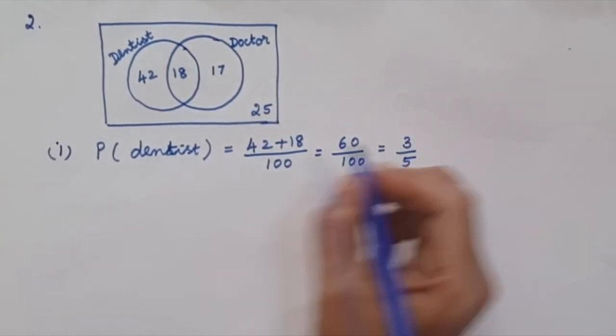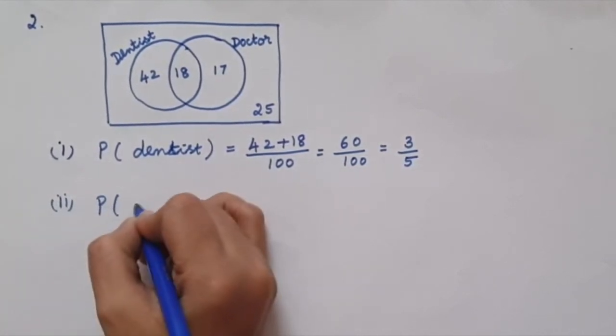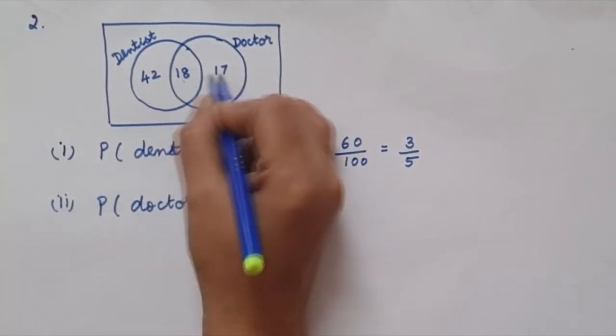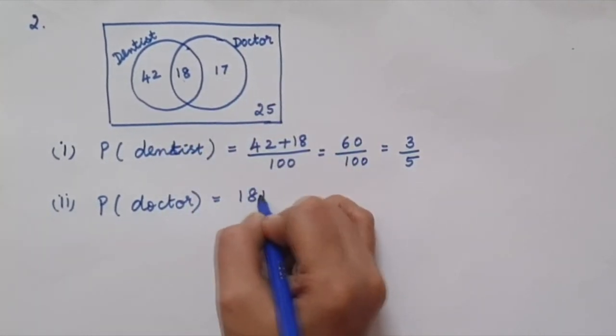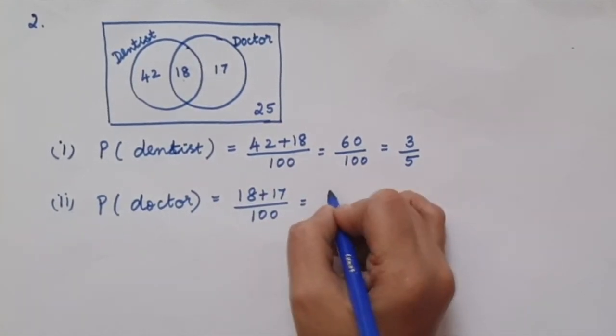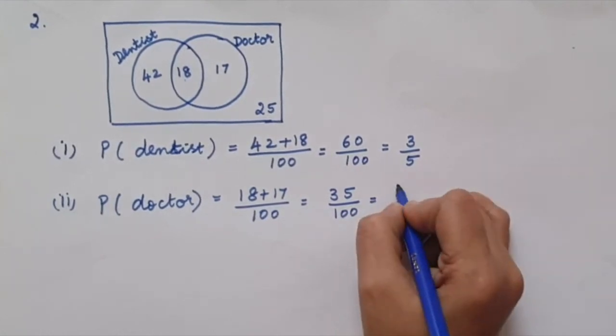Now, people who visited the doctor. Probability of the doctor: doctor will be 18 and 17. So 18 plus 17 over 100. So it will be 35 over 100, so it will be equal to 7 over 20.